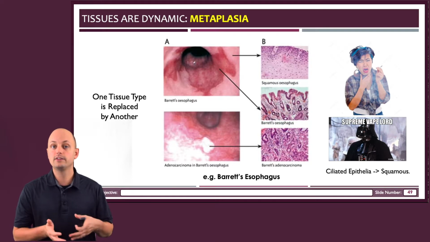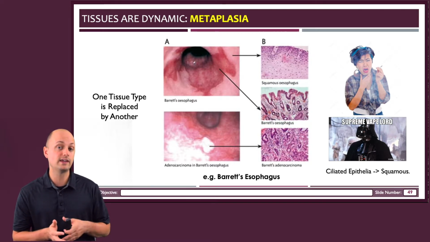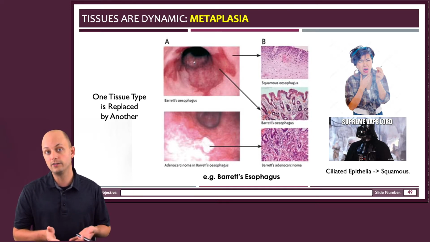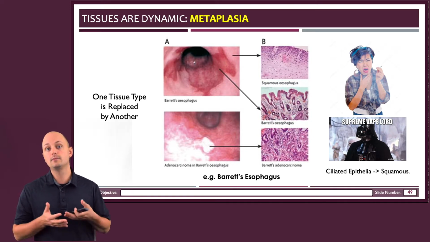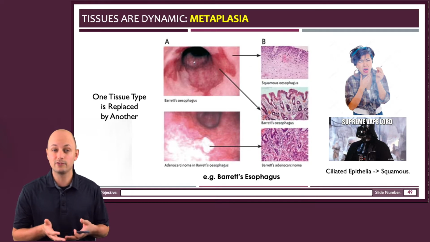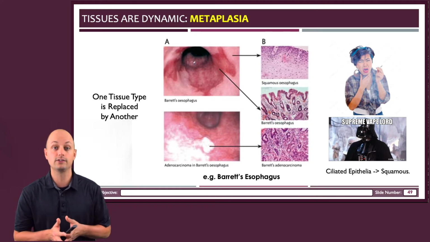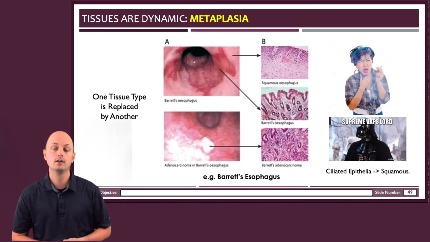This can cause the esophagus to be more susceptible to acid erosion from the stomach. It can contribute to the chronic cough that we see in smokers. And in many cases, it will turn into esophageal cancer, which unfortunately has a very poor prognosis.